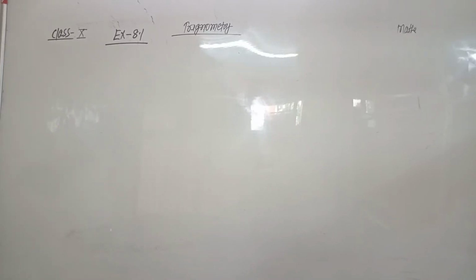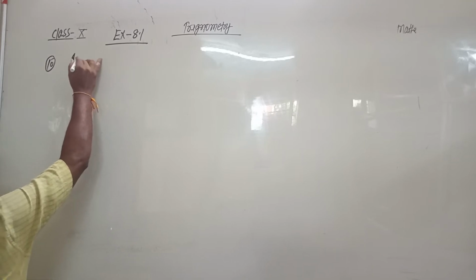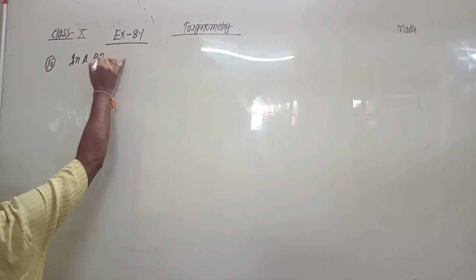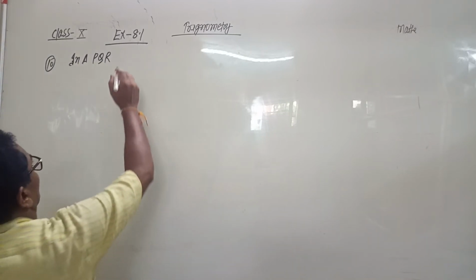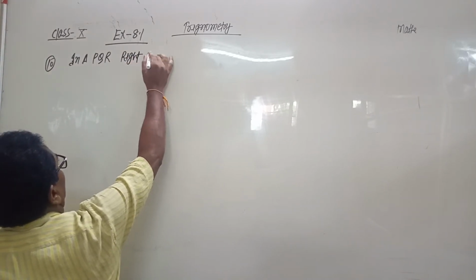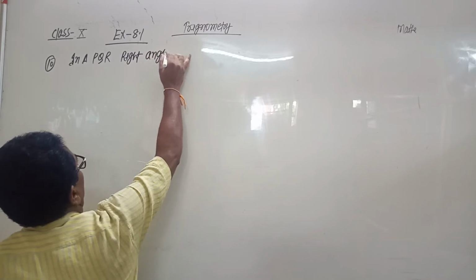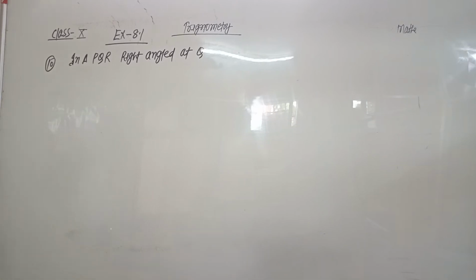Question number 10. This is also an important question. In triangle PQR, right angle at Q. Angle Q is 90 degrees.